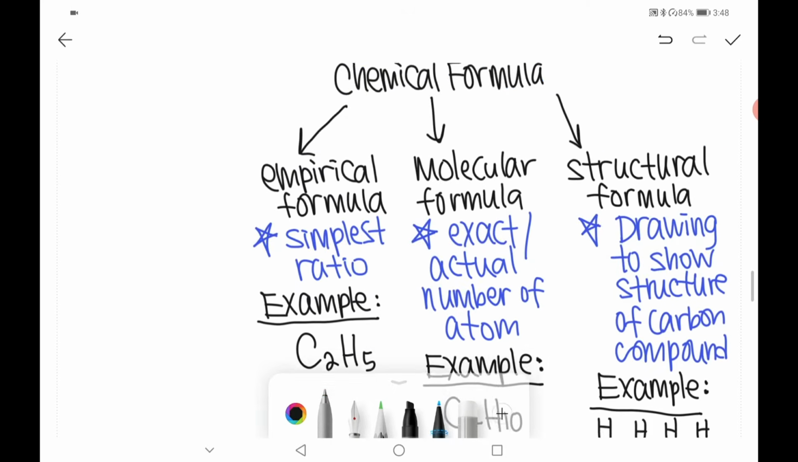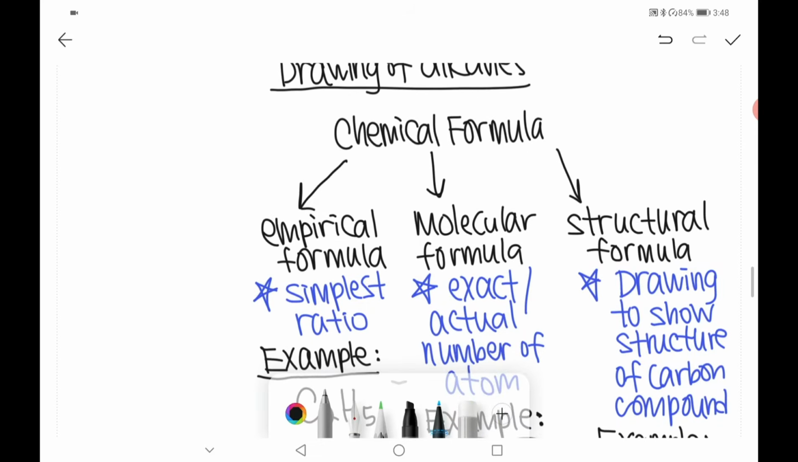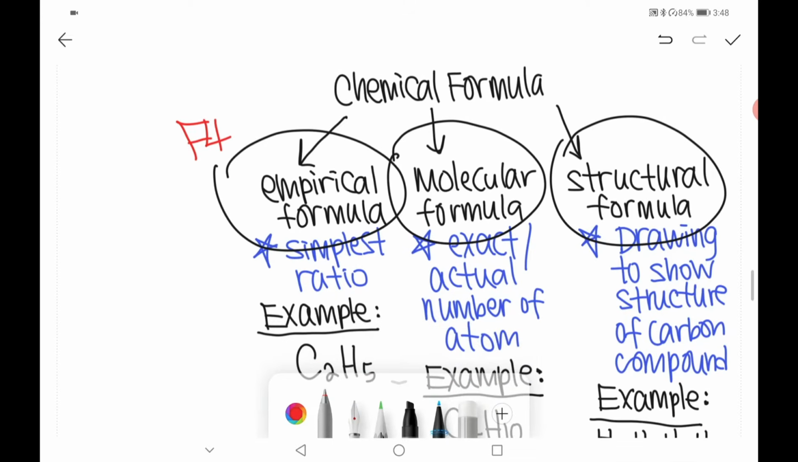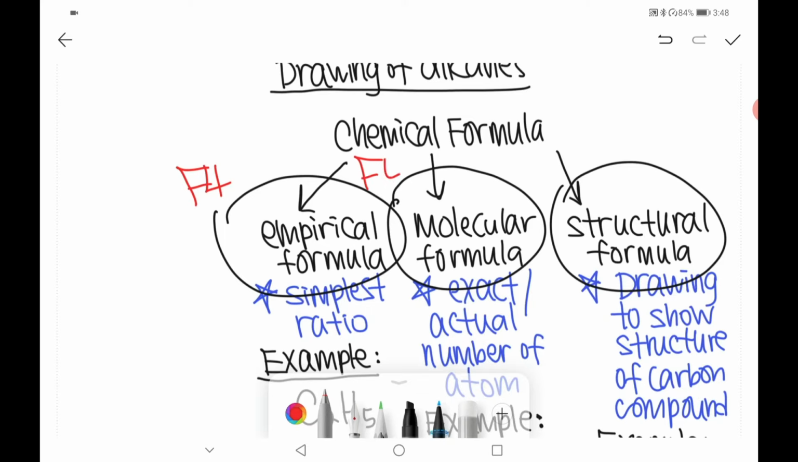So I repeat one more time. There are a total of 3 chemical formulas. One is empirical formula, one is molecular formula, and one is structural formula. Empirical formula we learn in Form 4. It is all about the simplest ratio. Molecular formula we also learn in Form 4.